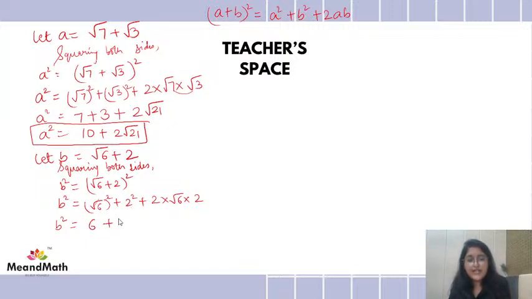Square of 2, students, is 4, plus 2 times 2, 4 root 6. Okay, now let's convert it into a similar form like the earlier one, where we have 10 plus 2 root 21. We'll convert this also in the same form so that we can compare easily. This 10 stays as it is. But how can we write this 4 root 6 in the form of 2 times something? Let's see.